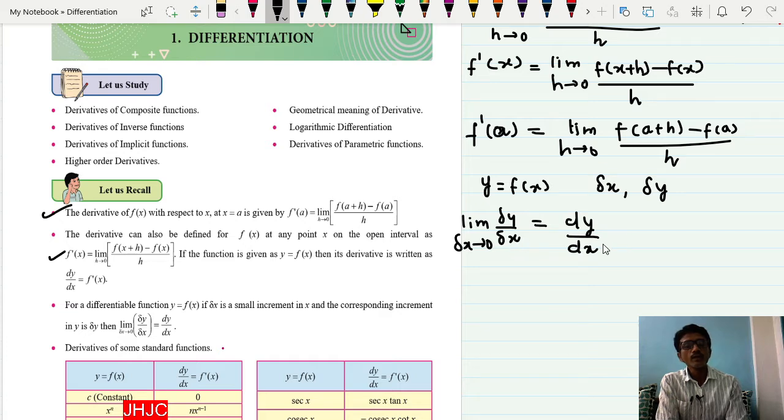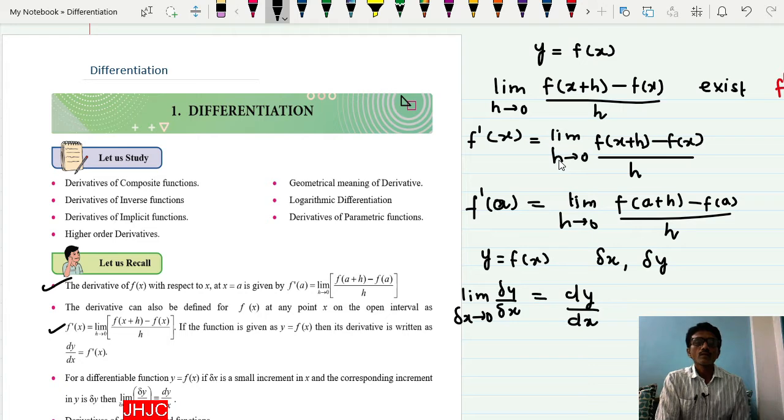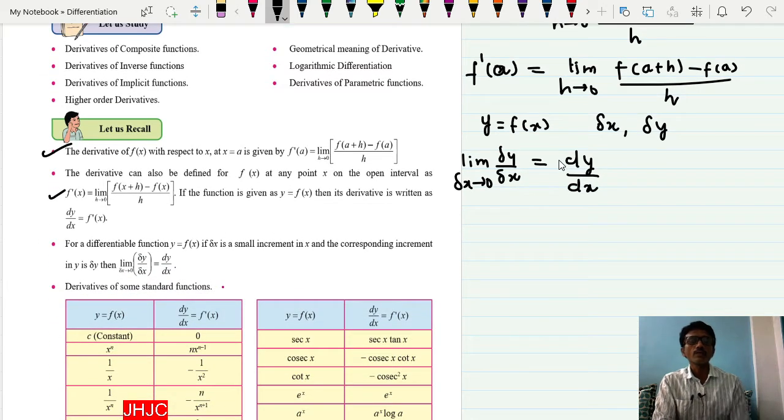Now furthermore, see y is equal to f of x. So furthermore, dy by dx is equal to what? F dash of x. So this is a short revision of 11th standard derivative. Now here see dy by dx is equal to f dash of x.